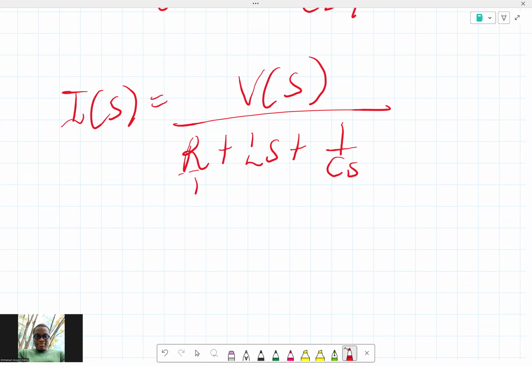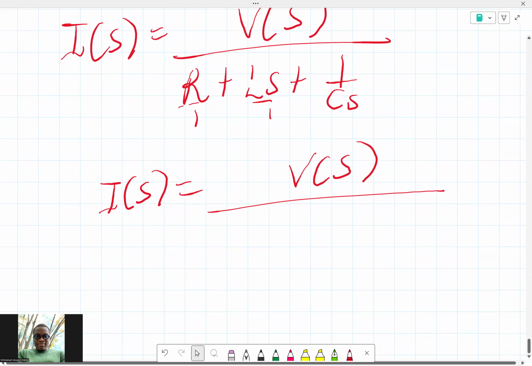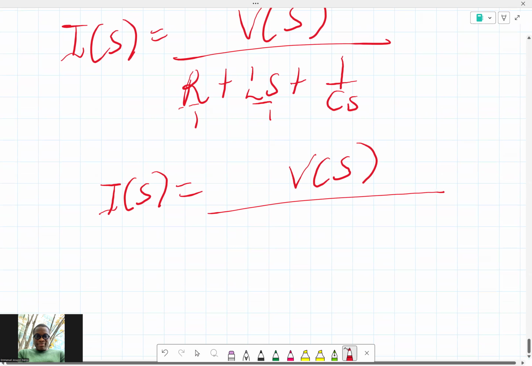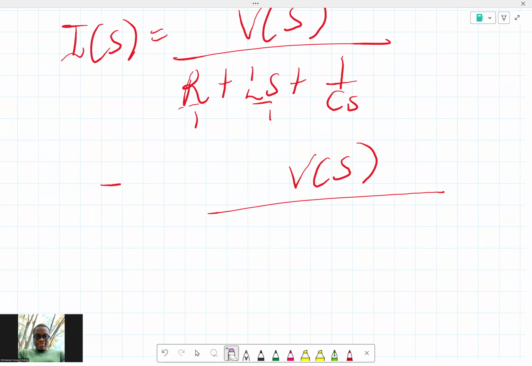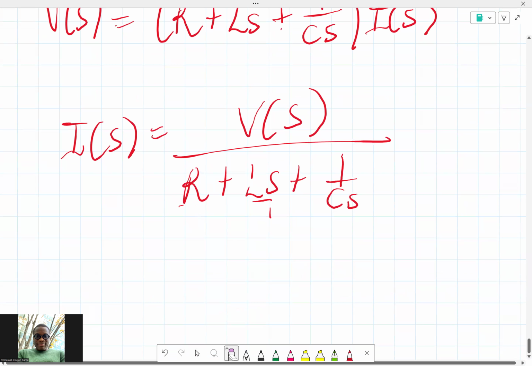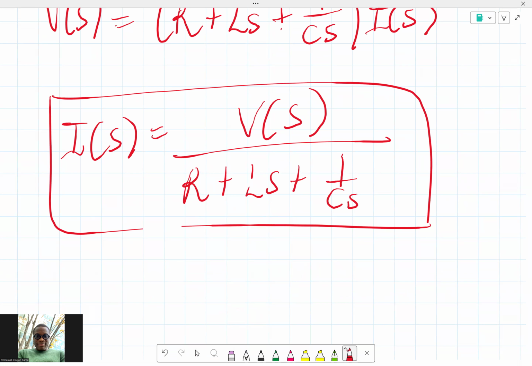So if we have R over 1, LS over 1, we can have I of S equals V of S all over the LCM down there. I guess let's just leave it the way it is here so we don't complicate issues further. So this is clearly what we get in this situation.